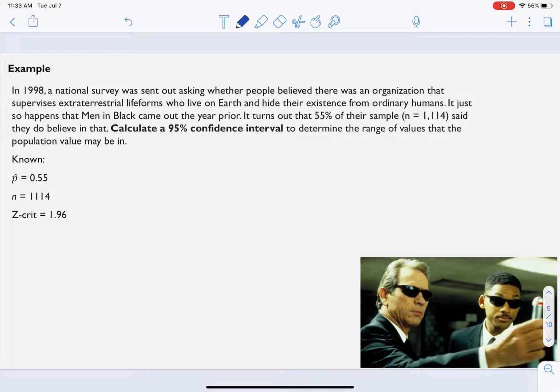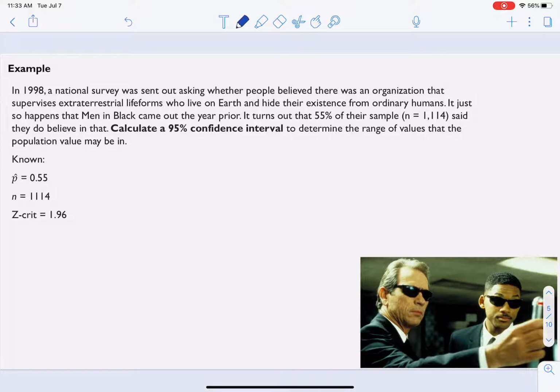So it turns out that 55% of their sample, which contained 1,114 people, said that they do believe in that. And we'll assume that they did a hypothesis test on this against 0% of people believing it, and we'll assume that that p-value ended up being less than 0.05. Okay, so this is all statistically significant.